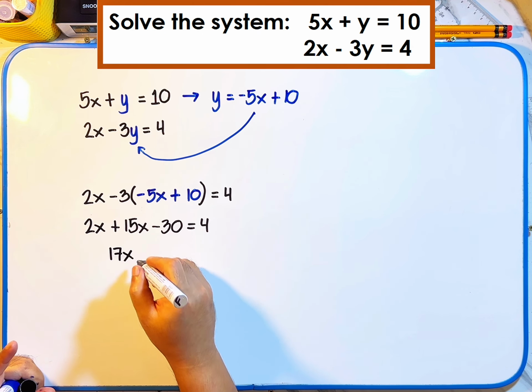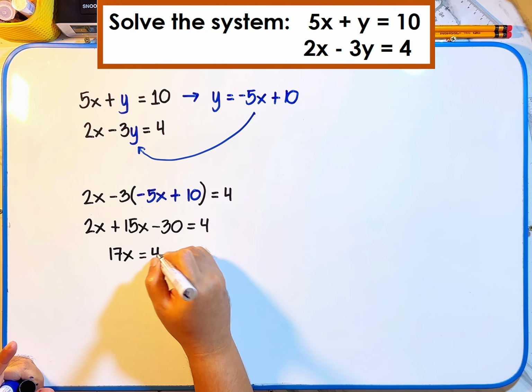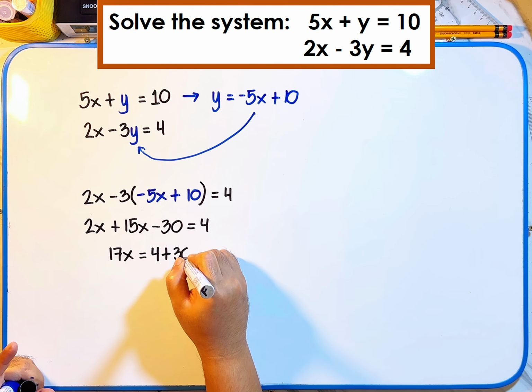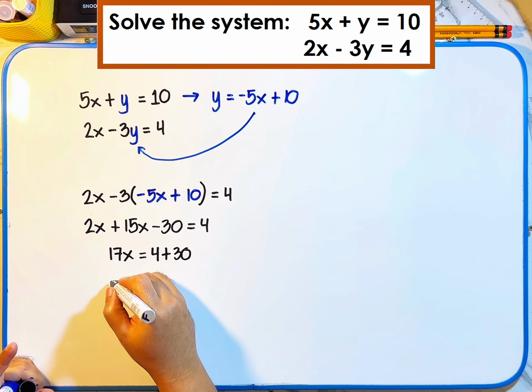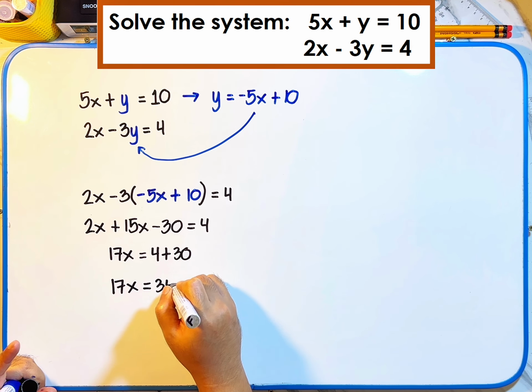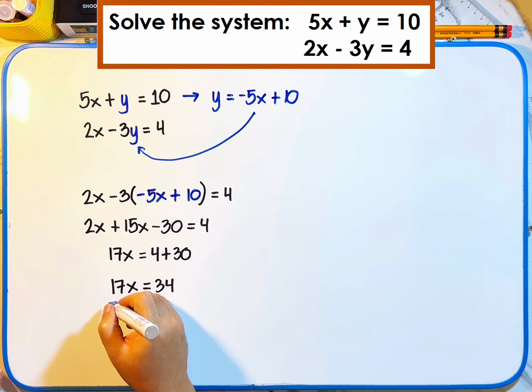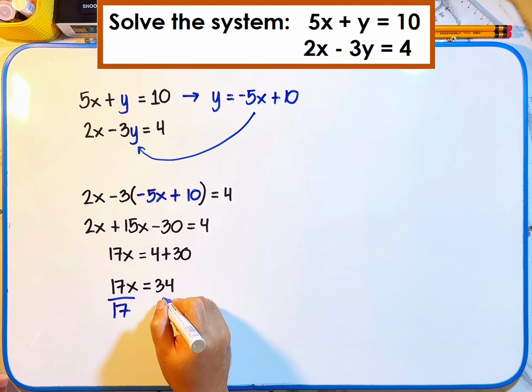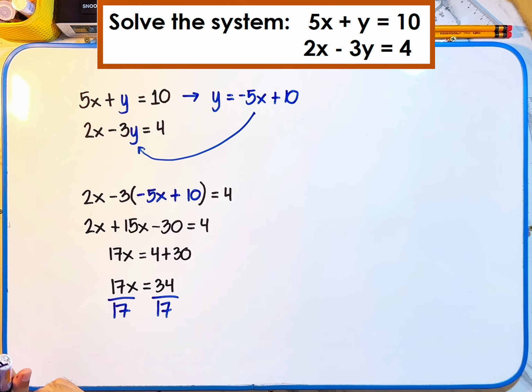Transpose negative 30 to the other side. It becomes plus 30. And 4 plus 30 is 34. 17x equals 34. And if we divide both sides by 17, the value of x is 2. So this is the x-coordinate of our solution.